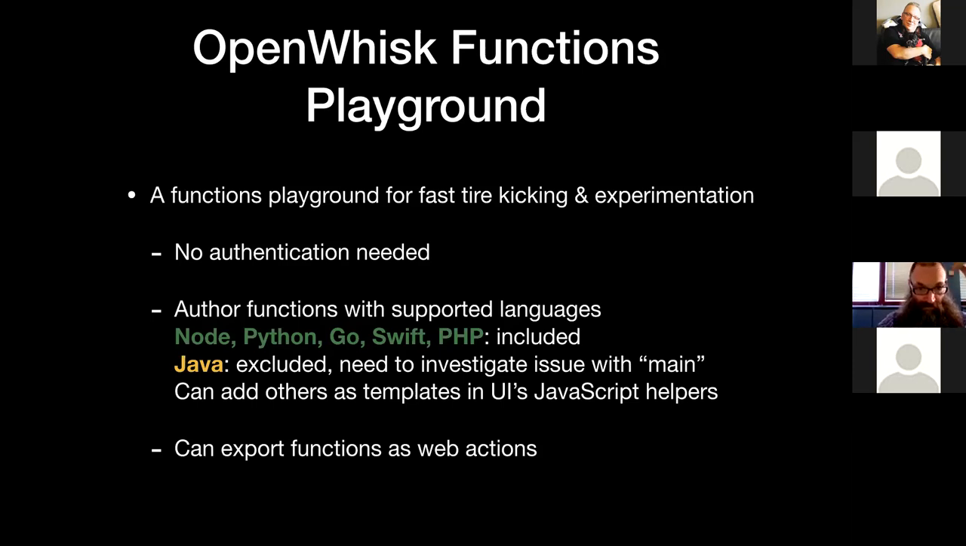Those are included, and you can actually author them in source. Java, for some reason, was giving me an issue around the definition of the main function, so I need to investigate that. And we can add others, so we can add .NET and Rust at some point as well. These would just go into the UI's JavaScript helper. There's essentially a section that says, here are snippets of code for every language.